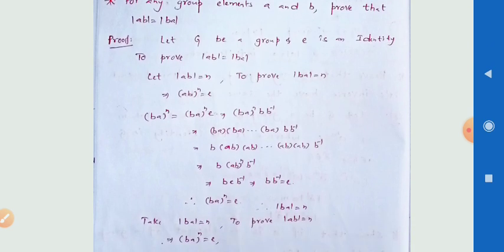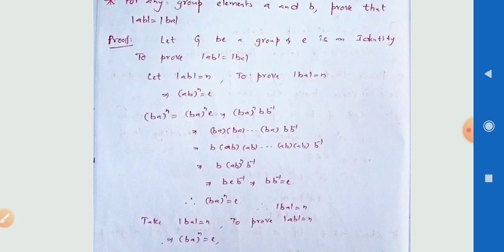Let order of AB be equal to n. Here I have taken order of AB equal to n, then we have to prove that order of BA is equal to n. Since order of AB is equal to n, by the definition of order we get (AB) whole power n is equal to E. Then we have to show that order of BA is equal to n.